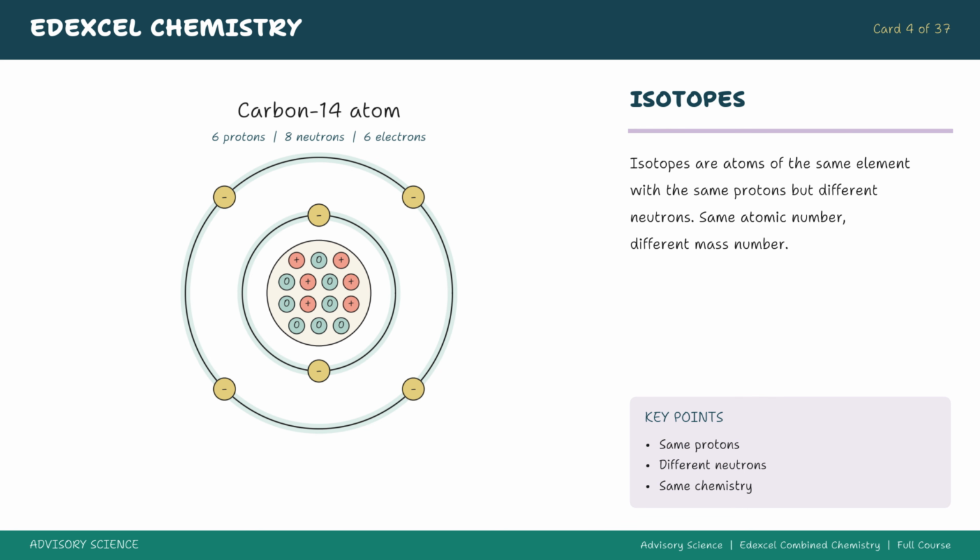Isotopes. Isotopes are atoms of the same element with the same number of protons but different numbers of neutrons. So they have the same atomic number but different mass numbers. Two examples, carbon-12 and carbon-14 both have 6 protons, but carbon-12 has 6 neutrons and carbon-14 has 8 neutrons. Isotopes have identical chemical properties because their electron arrangement is the same.